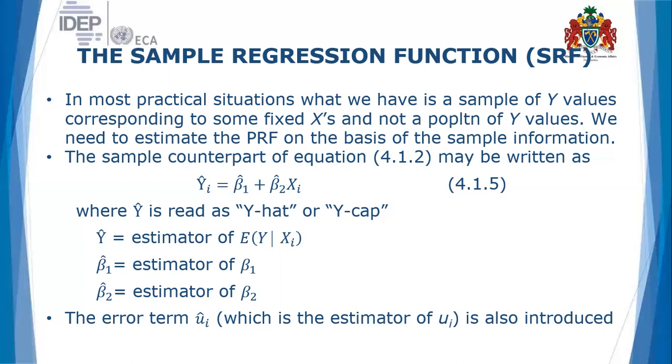Beta hat 1 is the estimator of beta 1, which is a parameter of the population, but beta hat 1 is an estimate of the sample. Beta hat 2 is an estimator of beta 2, where beta 2 is a population parameter. The error term mu hat i is the estimator of mu i, which is the error term in the population regression function, and is also introduced in the sample regression function.